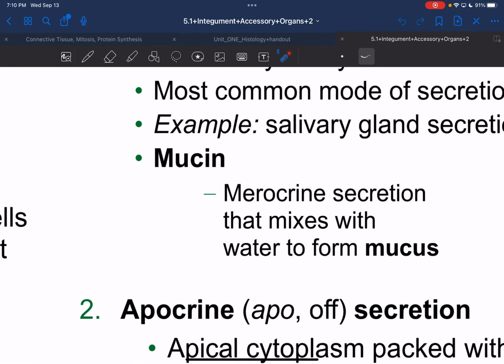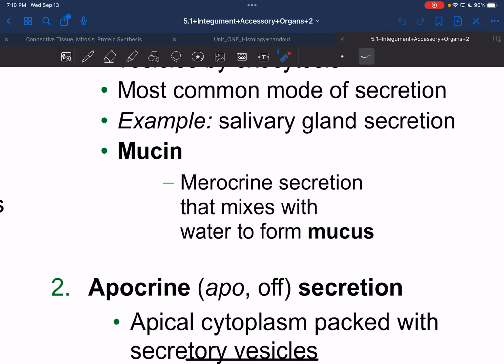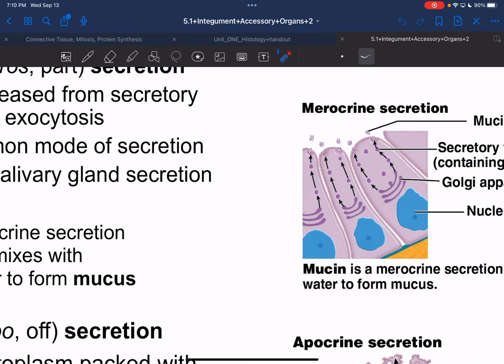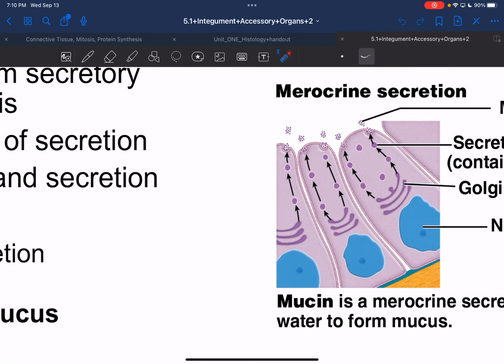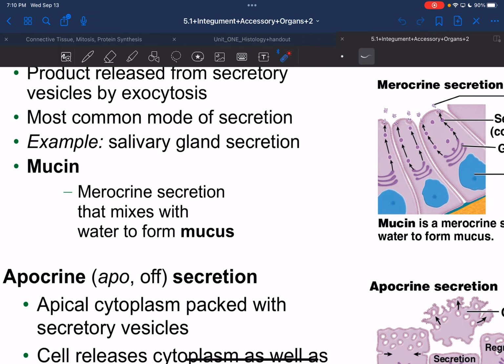And so an example of this is that we've been learning columnar cells typically can secrete mucus. And so this is how they do it. Even cuboidal cells can secrete mucus too, to an extent, depending on where we're at in the body. But otherwise, whatever needs to be secreted out of the cell is just done through regular cell biology, right? The Golgi body delivers things through the vesicles, secretes it out, merocrine.